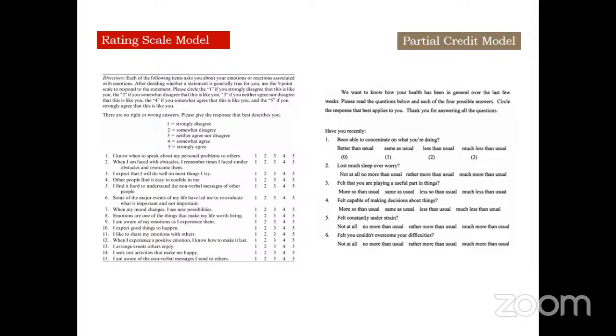But if you have a scale like the second one, and here you are seeing that, for example, the first item, if you consider being able to concentrate on what you are doing, you have 4 options: better than usual, same as usual, less than usual, much less than usual. The second item, if you consider lost much sleep over worry, the options are completely changed: not at all, no more than usual, rather more than usual, much more than usual. So each of these items has its own response categories.